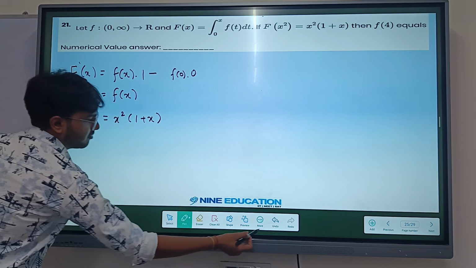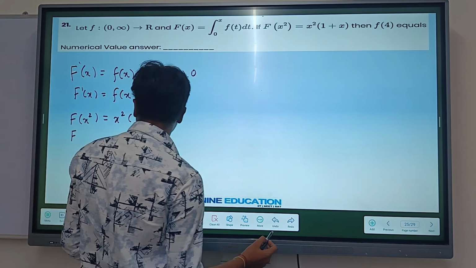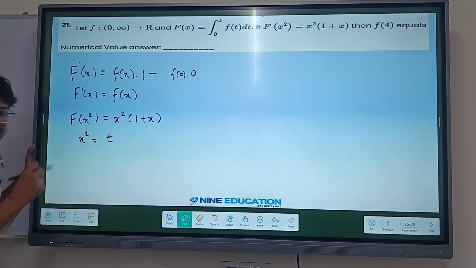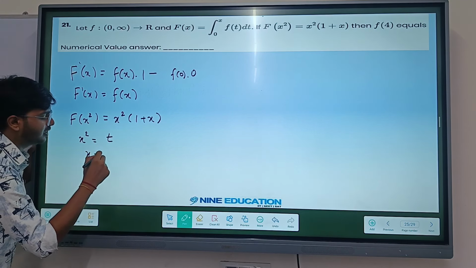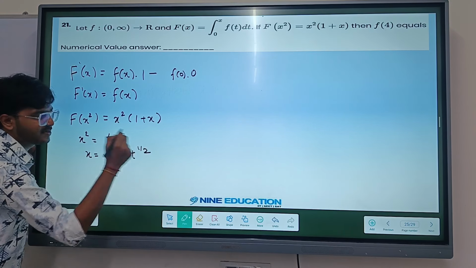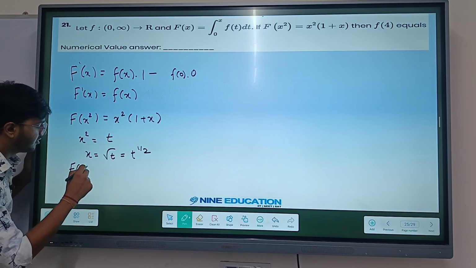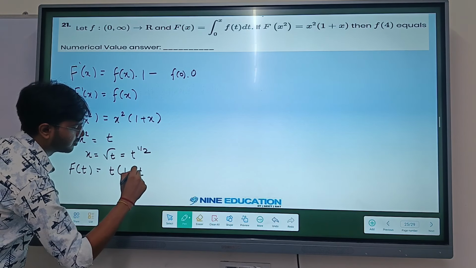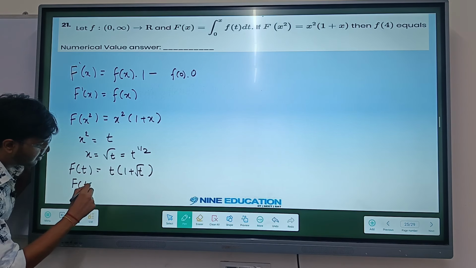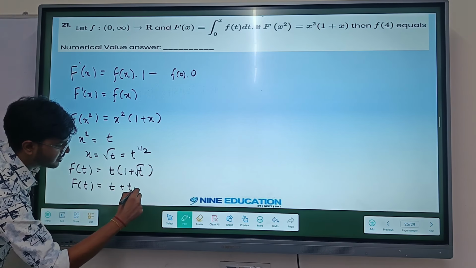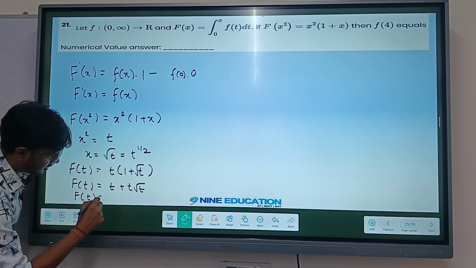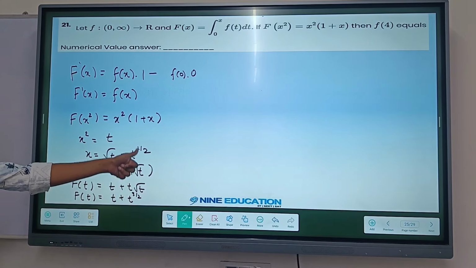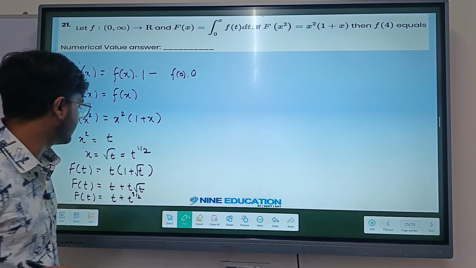Okay. Now, what if in this, instead of x square, I take x square as some variable t. So x would be root t, or same as t power 1 by 2. So capital F of t would be equal to what? t into 1 plus root t. Then F of t would be equal to, multiply this t inside, t plus t root t. That is F of t equal to t plus t power 3 by 2. t root t is t into t power 1 by 2, t power 3 by 2.